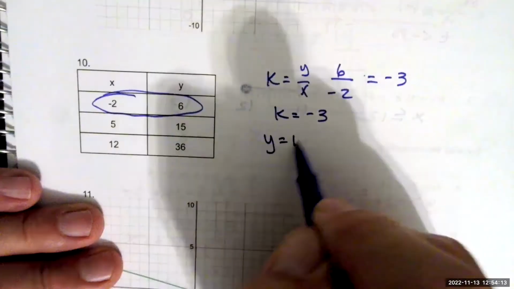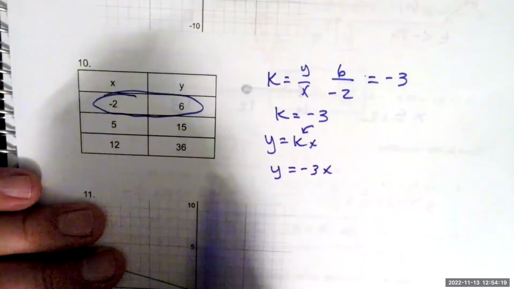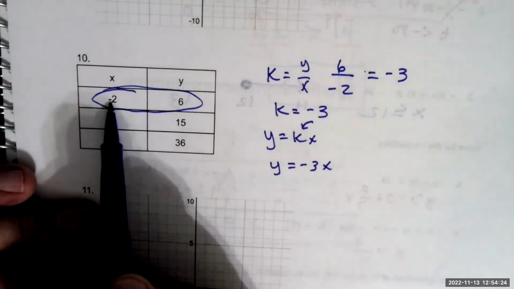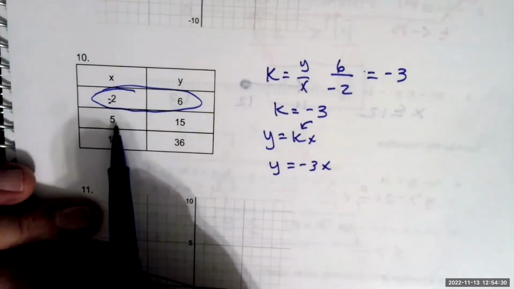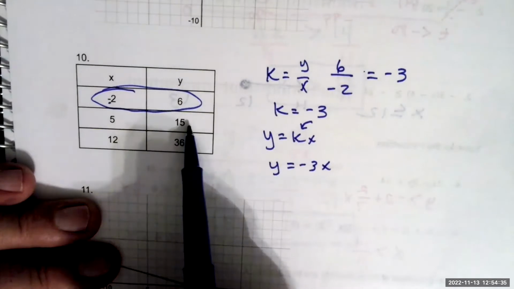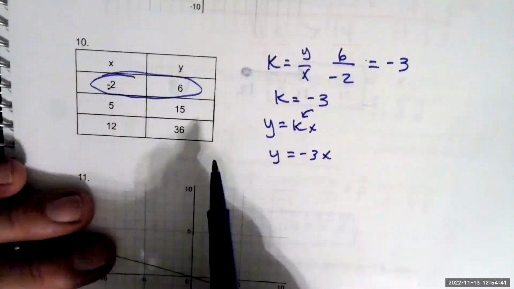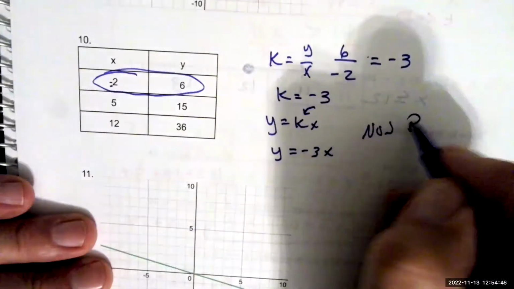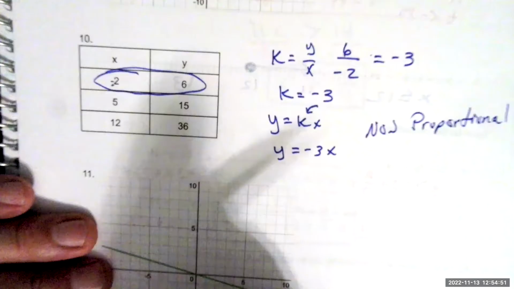So if I do my equation again, I'm going to plug that -3 in there, and I'm going to get y equals -3x. So let's test it. Like I said, you've got to test these things. Ready? All right, so -2 times a -3 is a +6. 5 times a -3 is -15. That's not -15. So this one doesn't work. So it's not a proportion like we think it is. All right, so this one's non-proportional.